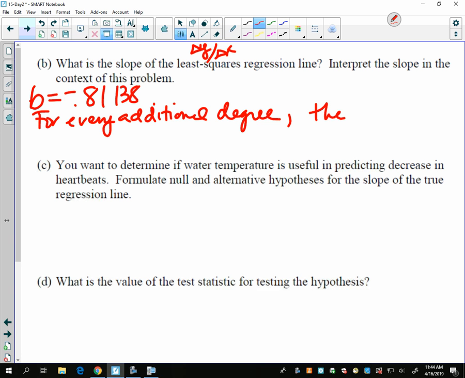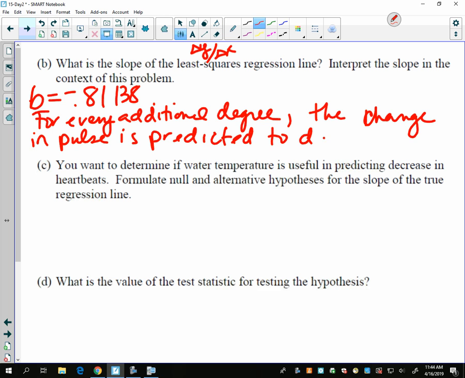For every additional degree, the pulse, or yeah, I was just going to say the pulse rate is predicted to decrease. That's fine. That's right there. Yeah, that's fine. It's perfect. Okay. The change in pulse rate is predicted to decrease by 0.81138.